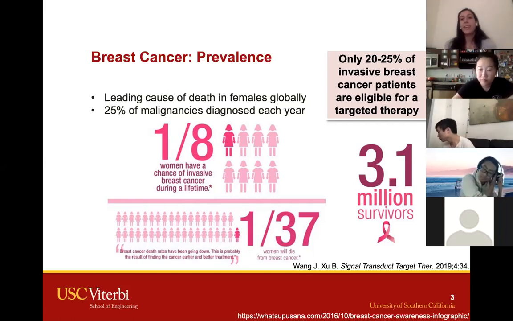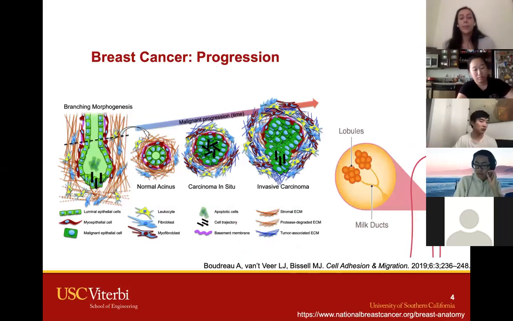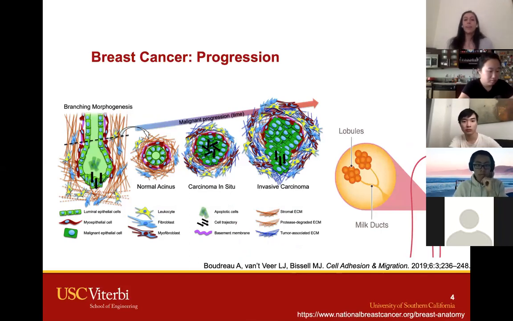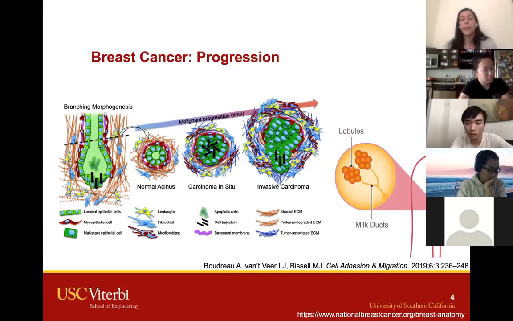So to begin thinking about developing therapeutics for breast cancer, you first need to understand the disease. Here I'm going to talk about breast cancer progression. If you look at the anatomy of the breast, it's composed of milk ducts. At the end of the ducts, there are these luminal epithelial cells. If they become malignant or cancerous, they can begin to have unregulated growth. And as it progresses, it could even spread to other areas of the body.